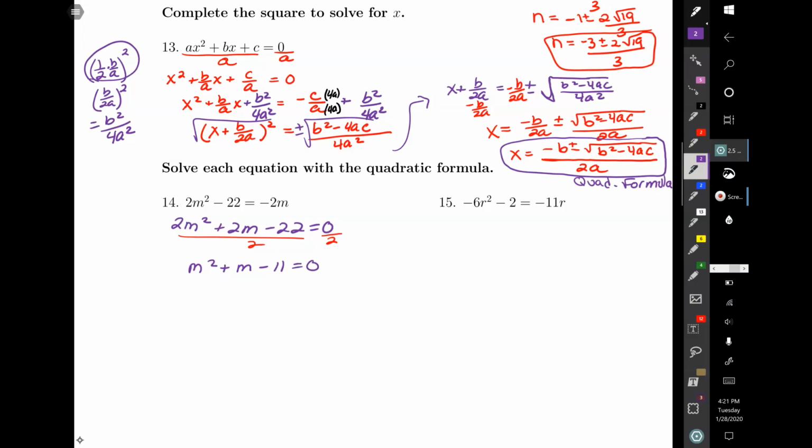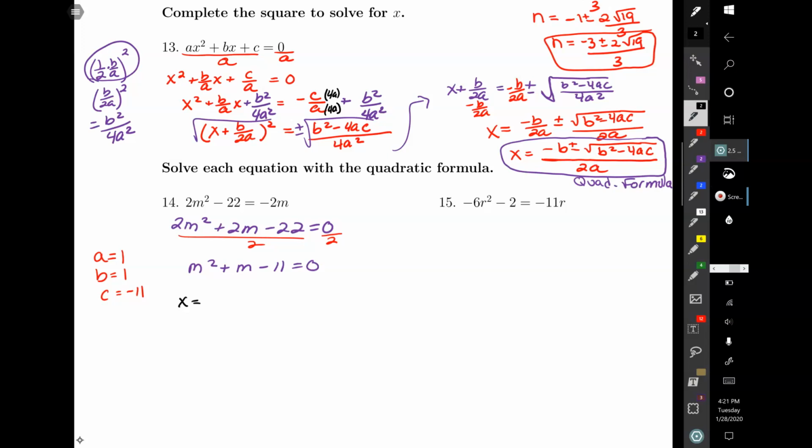Then my a is 1. Write that off to the side. a equals 1, b equals 1, c equals negative 11. Then I'm going to write down my quadratic formula. x equals, so this is only really when we set it equal to 0. So it's usually x-intercepts, but in this case it could be something else because it wasn't originally set equal to 0.